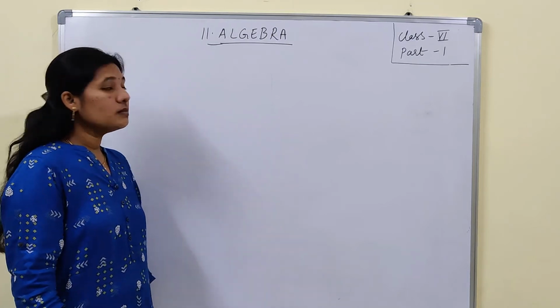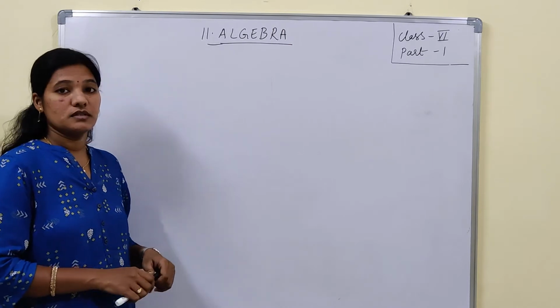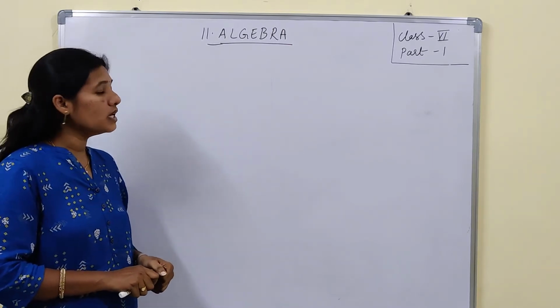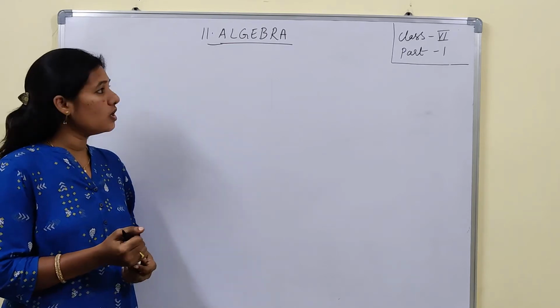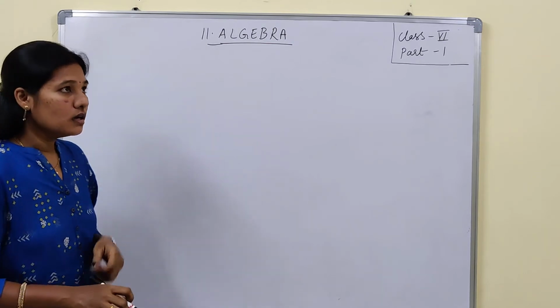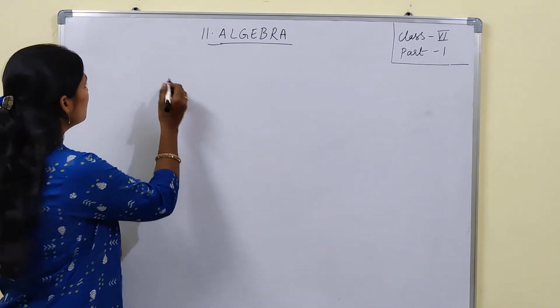Students, today I am going to explain the chapter algebra. That is the 11th chapter. So here, what is algebra? In order to make you understand that, first of all I am going to explain one example. Suppose two brothers are there.